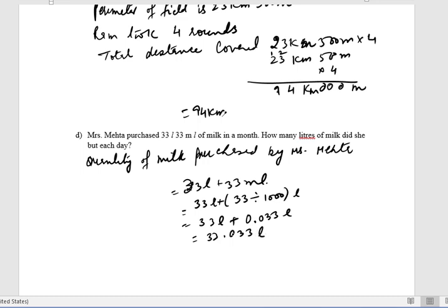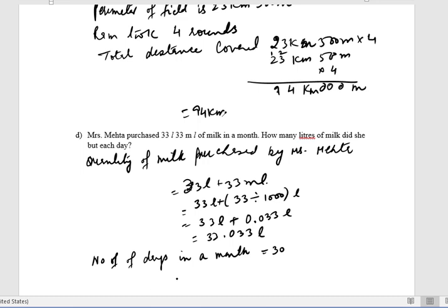And how much each day? So how many days are there? Number of days equals a month. We are taking it in generalized format, that is 30. Number of days in a month. We are not going with Jan, March or Feb. All together, in general, there are 30 days. So we are going with 30.